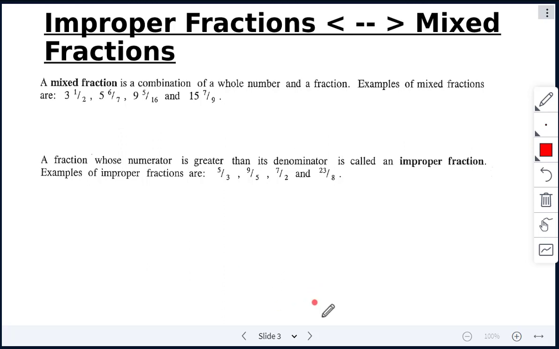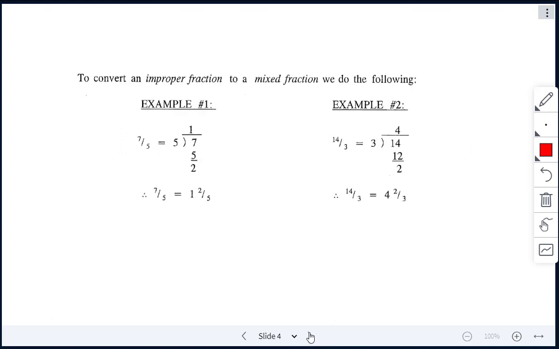So what we're going to do today is review how to convert between the two. So in this first example, we're going from an improper fraction to a mixed fraction. So keep in mind that when we talk about fractions, fractions are essentially division, right? So in this example, we have 7 over 5.